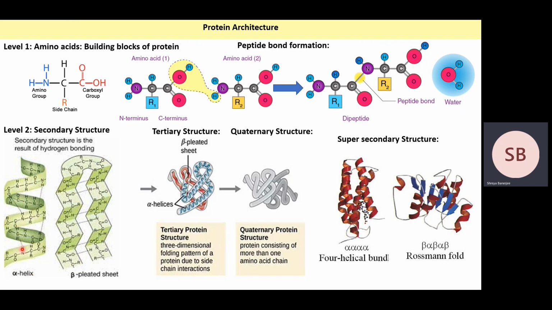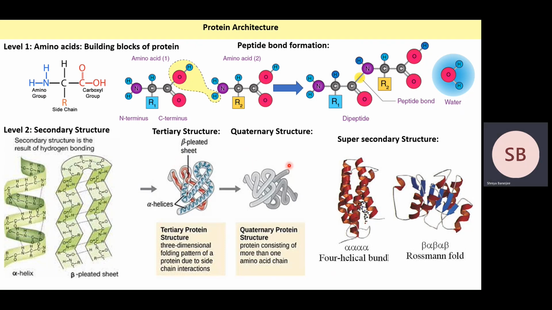Now in alpha helix, there is 4-to-1 hydrogen bonding. That is, the i plus 4th amino acid hydrogen bonds with the ith amino acid. And in beta sheet, there is hydrogen bonding between two adjacent beta strands. In tertiary structure, the secondary structures come together due to folding and side chain interactions to form a tertiary structure. So basically, you can have alpha helices and beta sheets held together by side chain interactions.